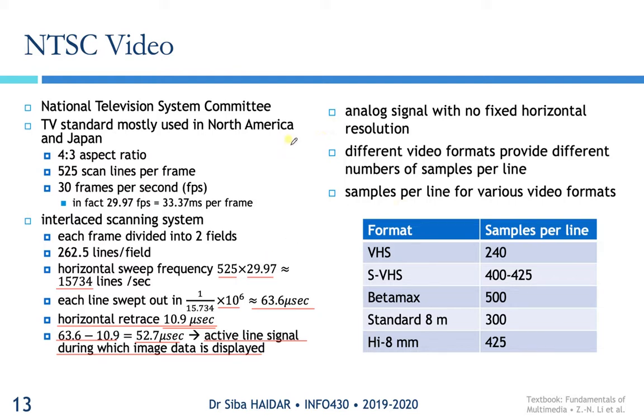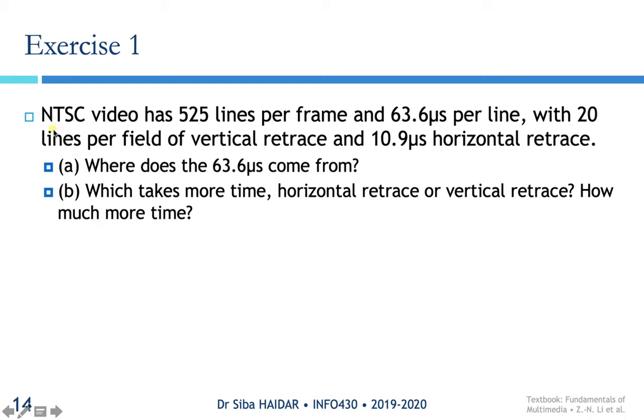This is a small calculation so that you can understand where the numbers come from. And the analog signal has no fixed horizontal resolution. So we say that in the NTSC you have 525 scan lines, but we didn't say how much the horizontal resolution is. And there are different video formats that provide different numbers of samples per line, and we see some of them here. We see the VHS, the SVHS, the Betamax, the standard 8mm and the high 8mm, and each one is different. This is a small exercise.